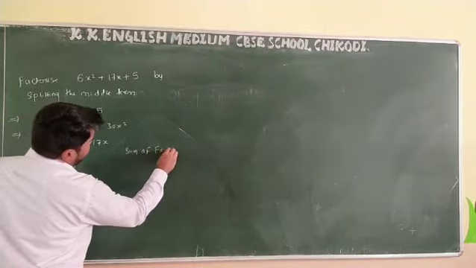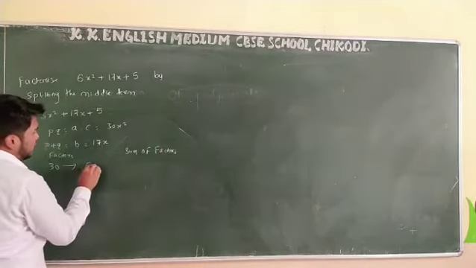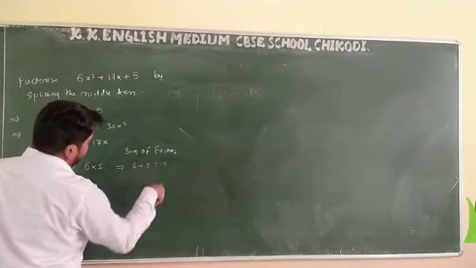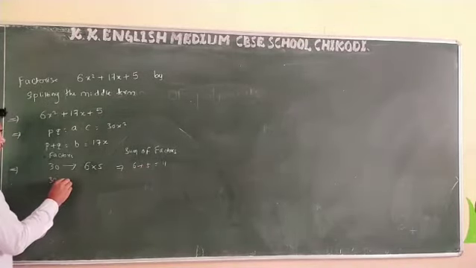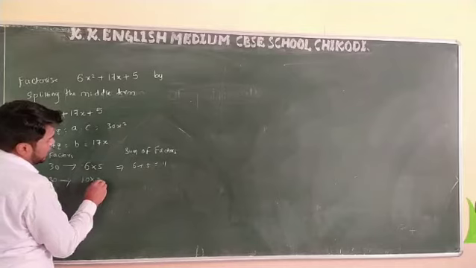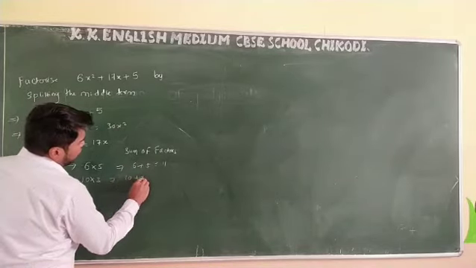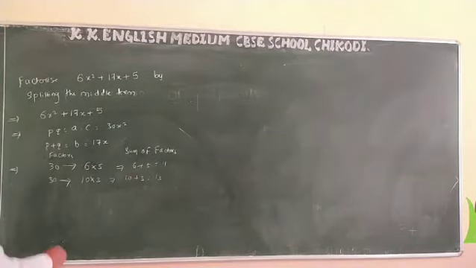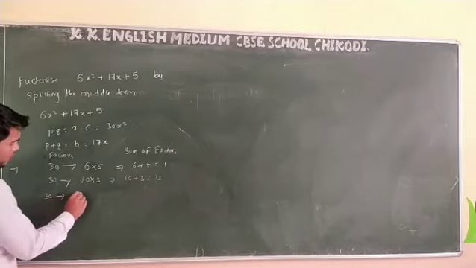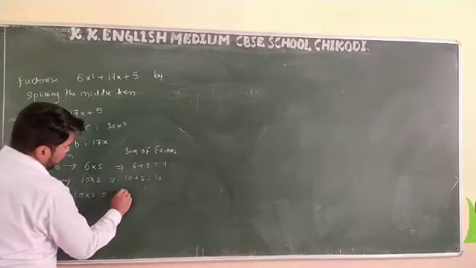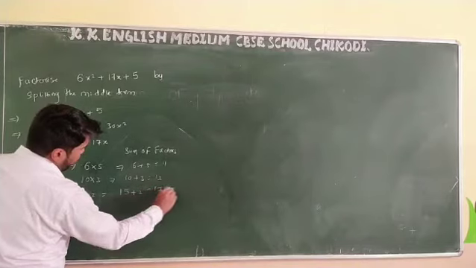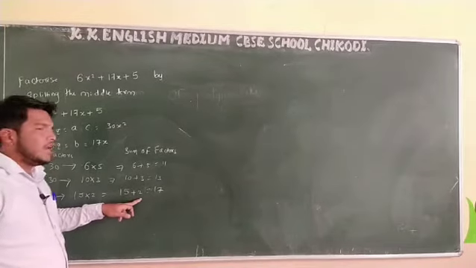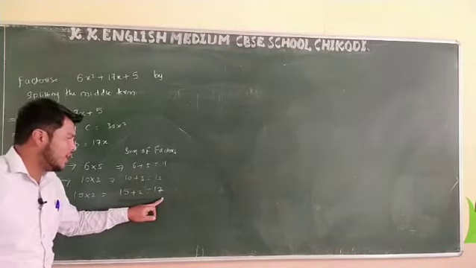6 fives are 30. If you add 6 plus 5, that equals 11. What are the other factors of 30? 10 threes are 30, and 10 plus 3 equals 13. So 13 is not our aim. Go with one more: 15 twos are 30, and 15 plus 2 is 17. So 17 is our middle term. If you multiply 15 into 2, we get 30. If you add 15 plus 2, you get 17.